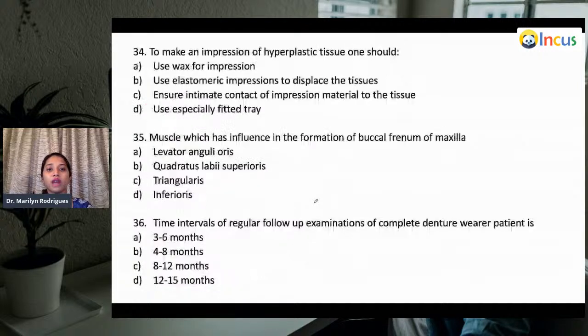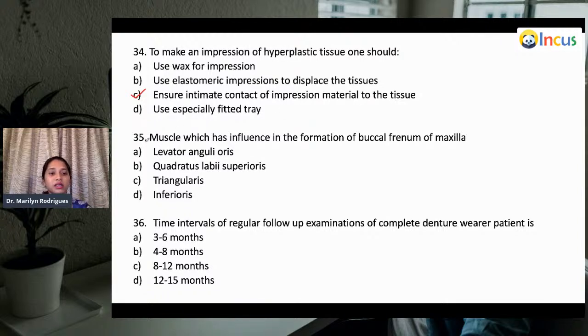To make an impression of hypoplastic tissue, one should use wax, use elastomeric impression, ensure intimate contact of impression material to the tissue, or use an especially fitted tray. The answer to question number 34 is C, ensure intimate contact of impression material to the tissue.